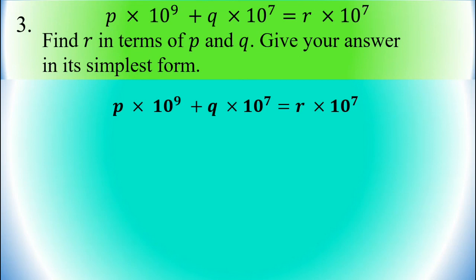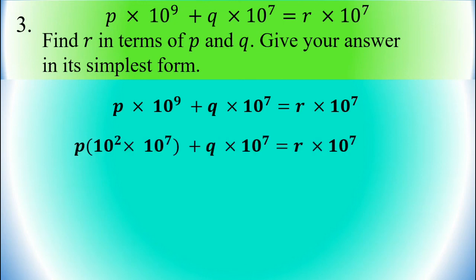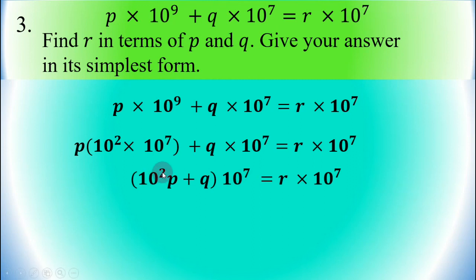You see? First write 10 to the power 9 as 10 to the power 2 into 10 to the power 7. Now 10 to the power 6 is a common factor in all these three terms. Now you can solve the equation. The expression on the left hand side can be written as 10 to the power 7 times 2p plus q. 10 to the power 7 is the common factor of these two terms. And the right hand side you can write in the same way.